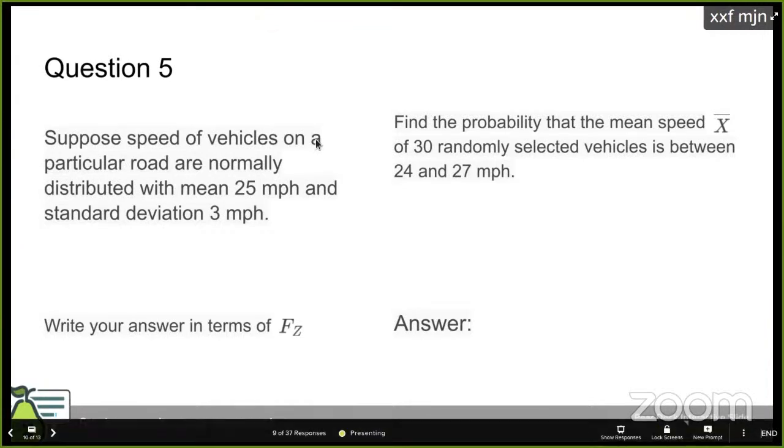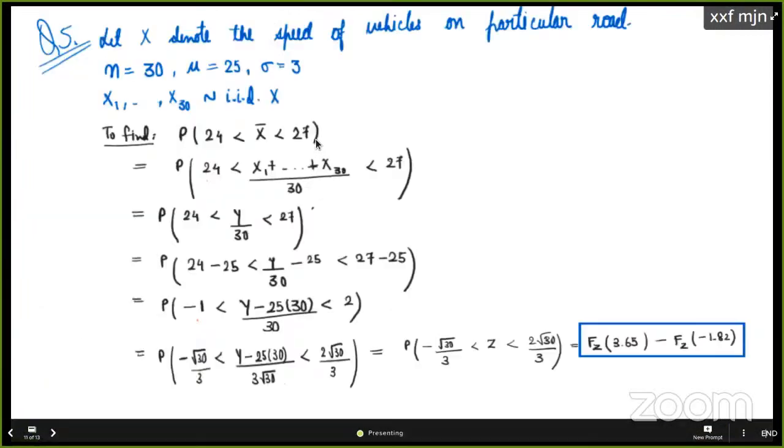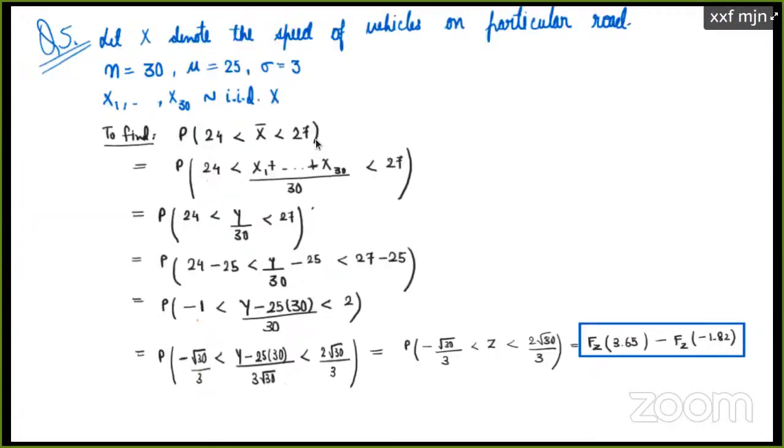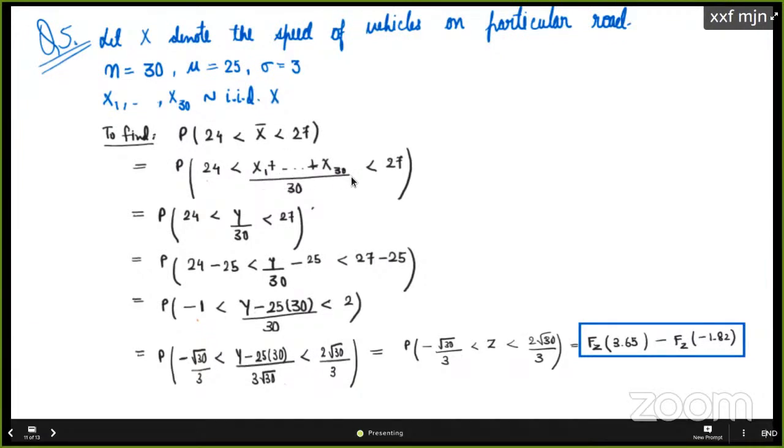Okay, we'll see the solution now. Each x1 to x30 is IID, x belongs to X, and we know that it's normally distributed with mu equals 25 and sigma equal to 3. Now 24 is less than x bar less than 27. The probability is for x bar, which is x1 plus x2 to x30 divided by 30.